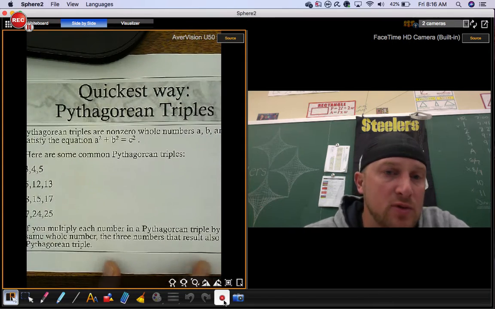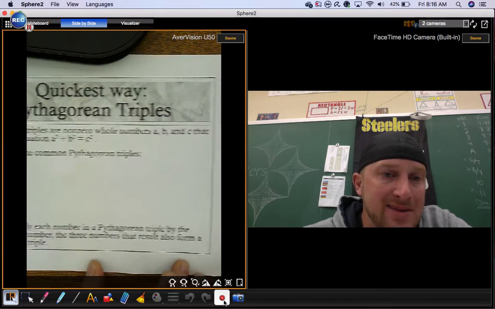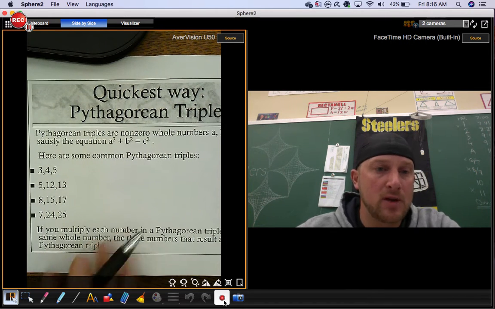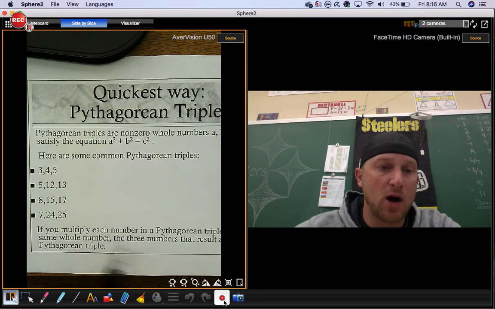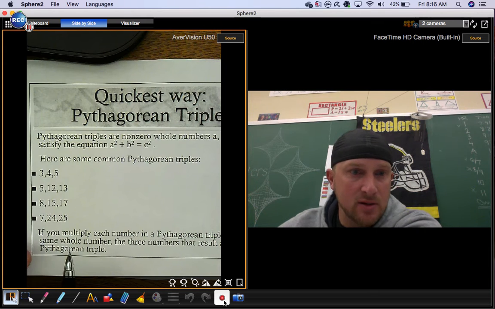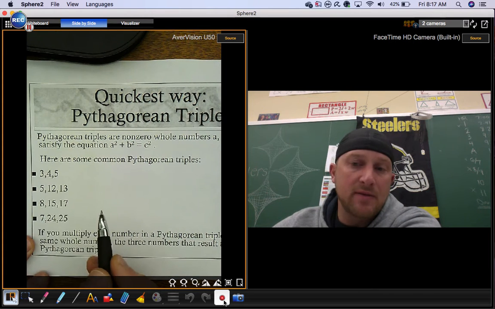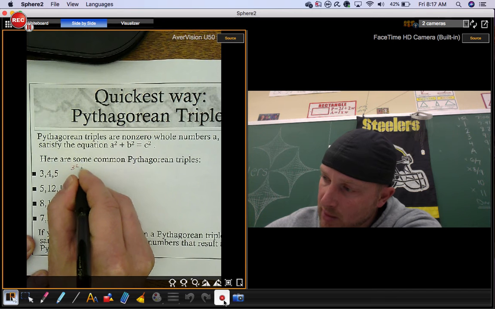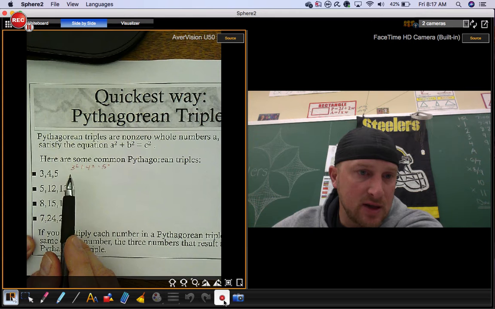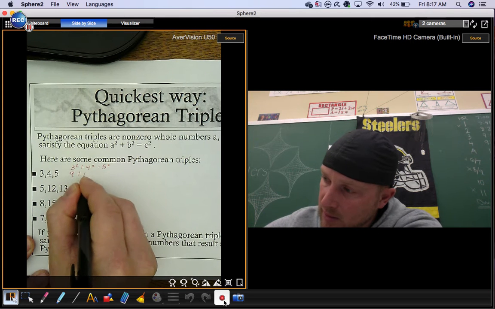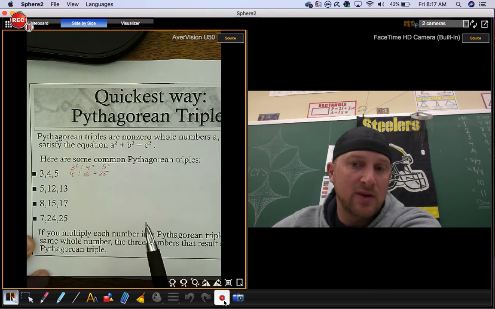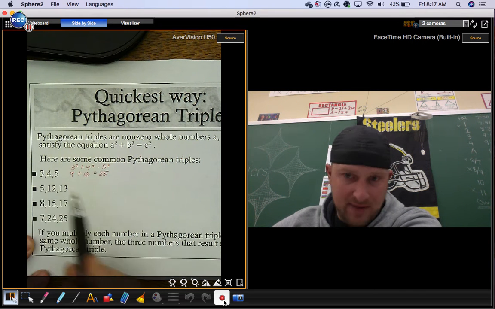So Pythagorean triples are non-zero whole numbers, a, b, and c, that satisfy the equation a squared plus b squared equals c squared. So here are some examples of common Pythagorean triples. And we're going to show you why this makes your life a little bit easier. 3, 4, 5 is a triple because 3 squared plus 4 squared equals 5 squared. Think about that for a second. 3 squared is 9, 4 squared is 16, 5 squared is 25. 9 plus 16 is 25. That's why 3, 4, 5 is a triple.